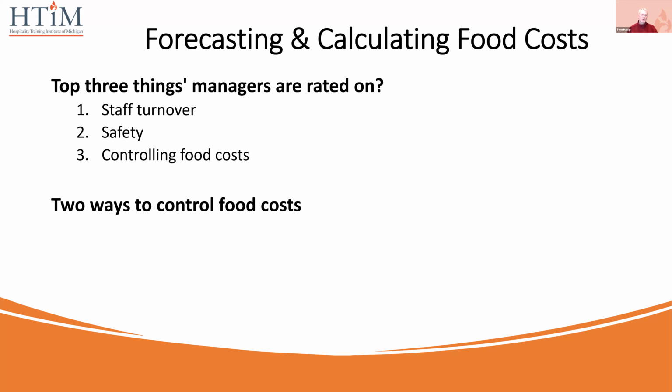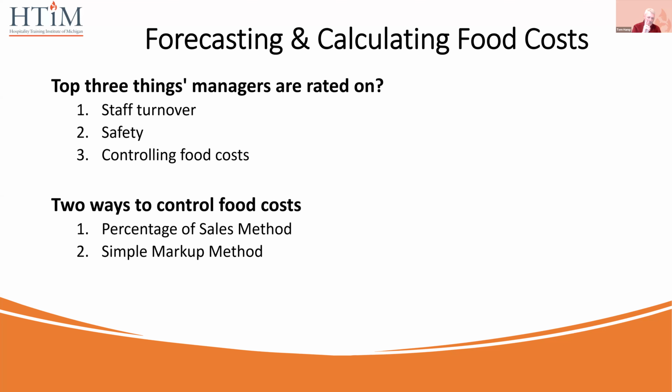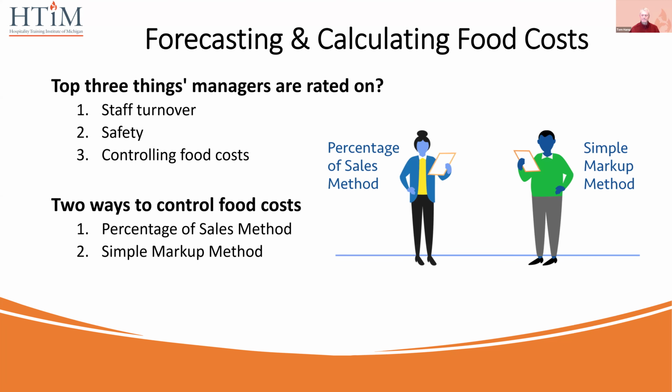The 2 ways to control that food cost are the percentage of sales method and the simple markup method. And what we're talking about here is really starting to price out your food for menus. How do we do that? There's really 2 ways to control that part going forward, and we'll talk about that.